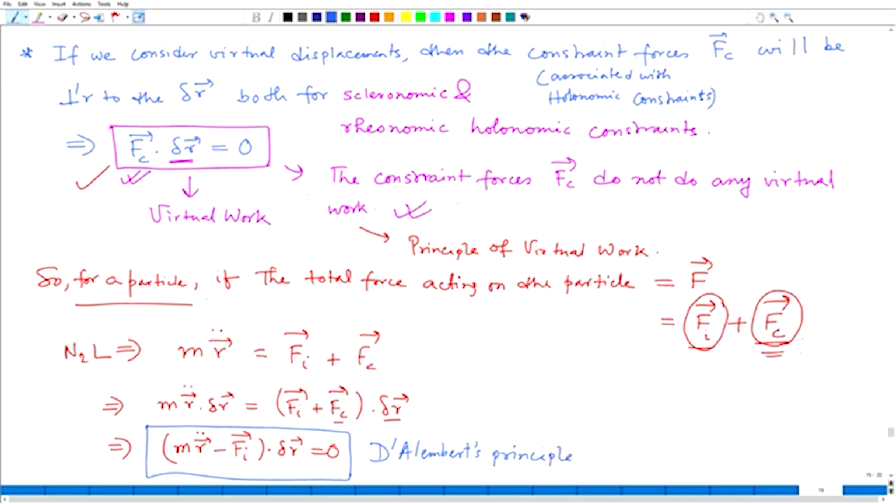D'Alembert's principle says that in the formulation of dynamics, if you introduce the virtual displacement delta R instead of the real displacement dr, then in the whole dynamics you do not have to account for the forces of constraints. That is quite advantageous because in most cases, although we know that there is a tension force, we do not know the exact law for the tension force.